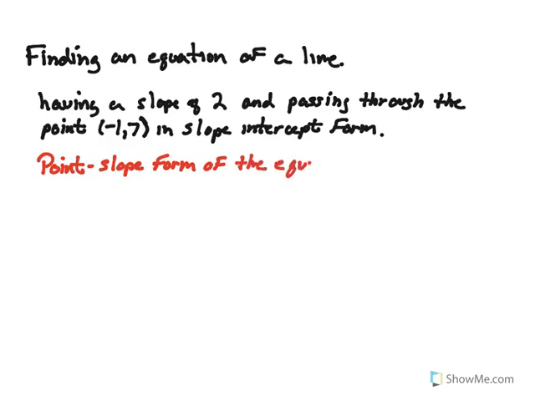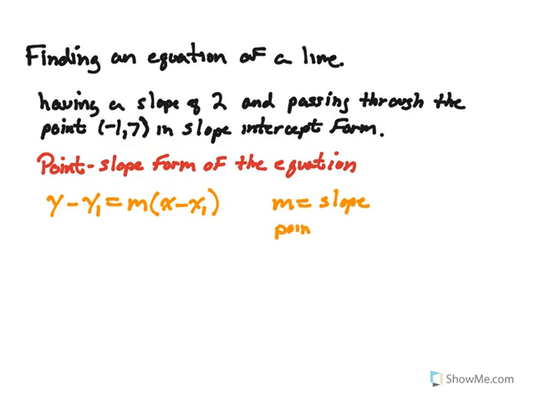So that's going to be y minus y1 equals m times x minus x1. Okay, so remember the m is the slope, so we don't want to forget that. M is the slope. And the point that we're going to use is going to be labeled x1, y1. So really easy to do.